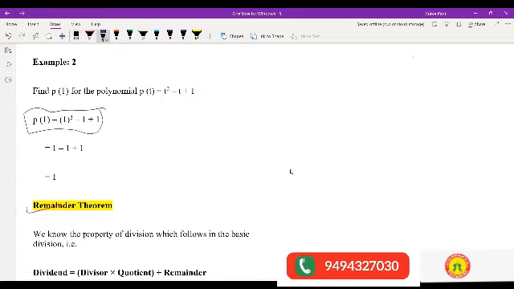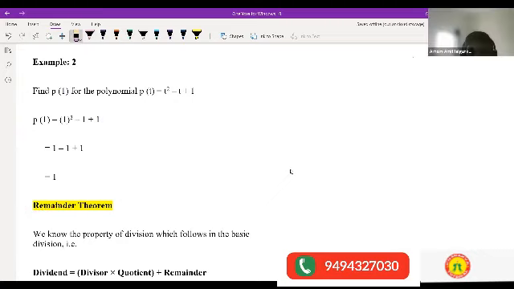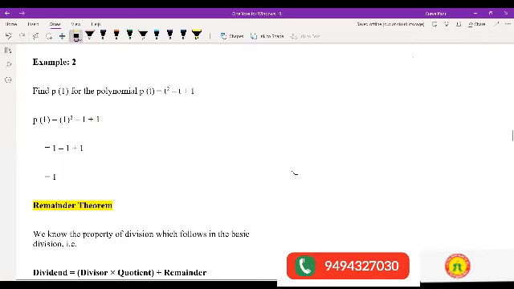If P(1) is equal to, put the value of 1 here. So 1 square minus 1 plus 1. So the answer is what? 1 only. So find the value of P(1) for this polynomial. Clear now? Is it clear? Yes, sir. If I ask you, draw the graph for y is equal to -2, can you make the graph?